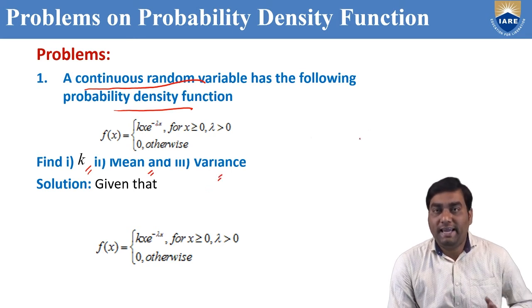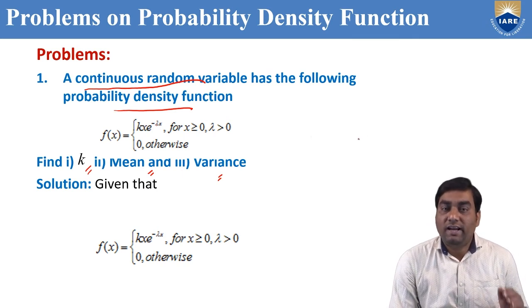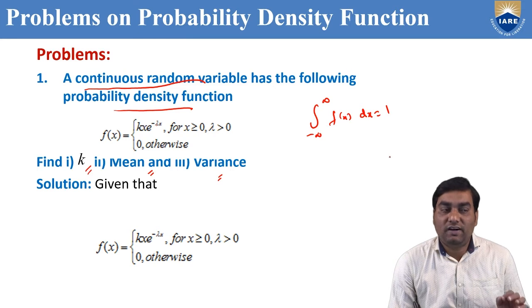How to find k if you know it is a PDF? When the function is a PDF, the integral from minus infinity to infinity of f of x dx equals 1. By using this property, you can find the k value. In this problem, we are not going to verify whether the function is a PDF or not. If you want to verify that, we take the LHS and prove that it is 1.